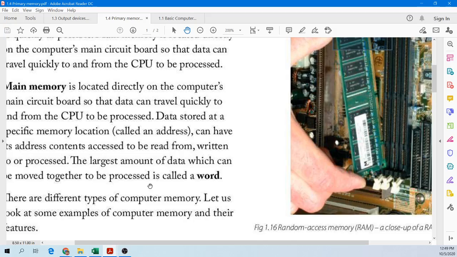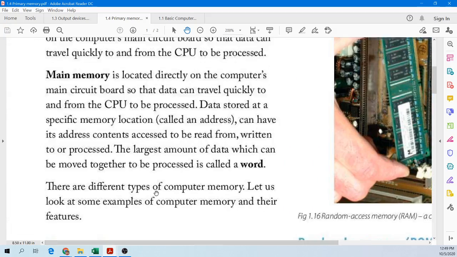Alright, let's read out the two other paragraphs before I give you another diagram. Akila, can you read for us from main memory to features, the next two paragraphs? Okay, sir.